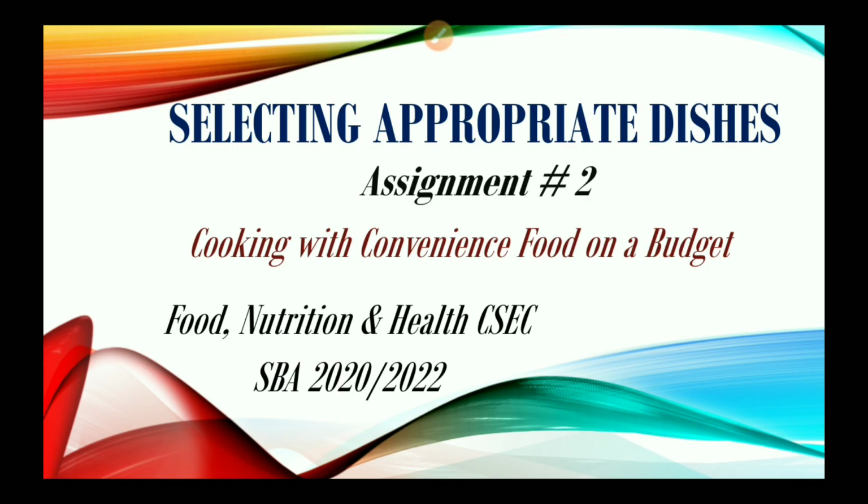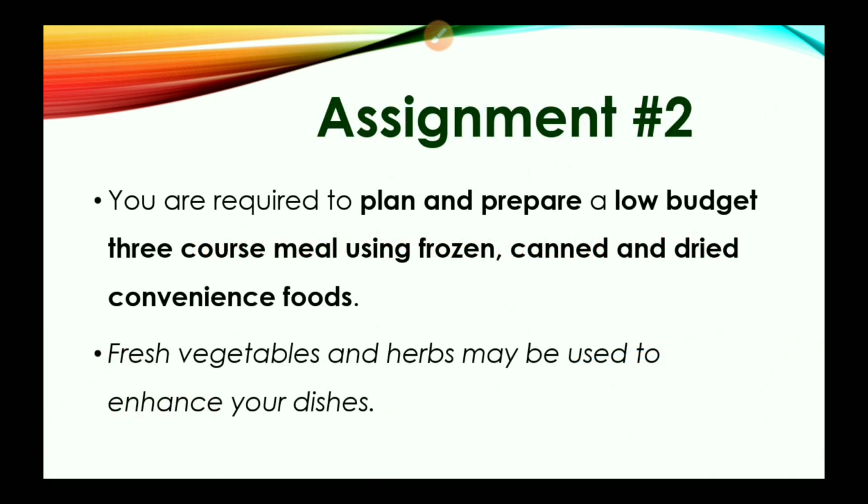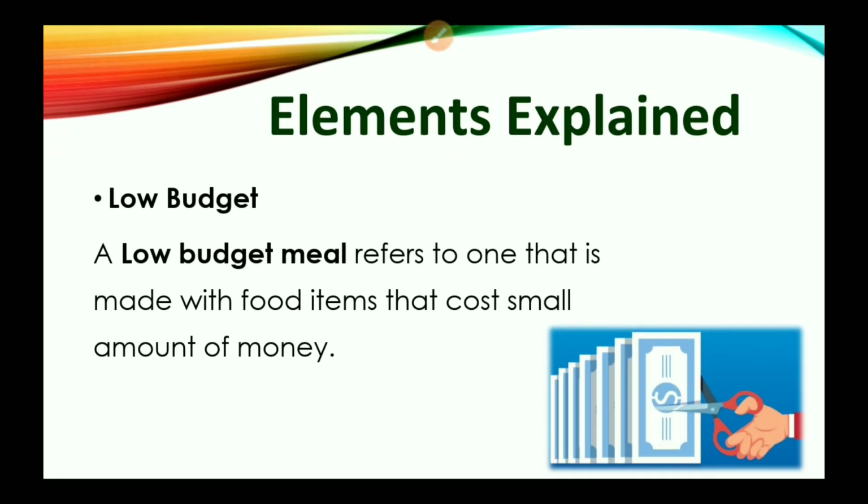Selecting appropriate dishes, assignment number 2, which is cooking with convenience food on a budget. Here goes the assignment question. You are required to plan and prepare a low budget 3-course meal using frozen, canned, and dried convenience foods. Fresh vegetables and herbs may be used to enhance your dishes.